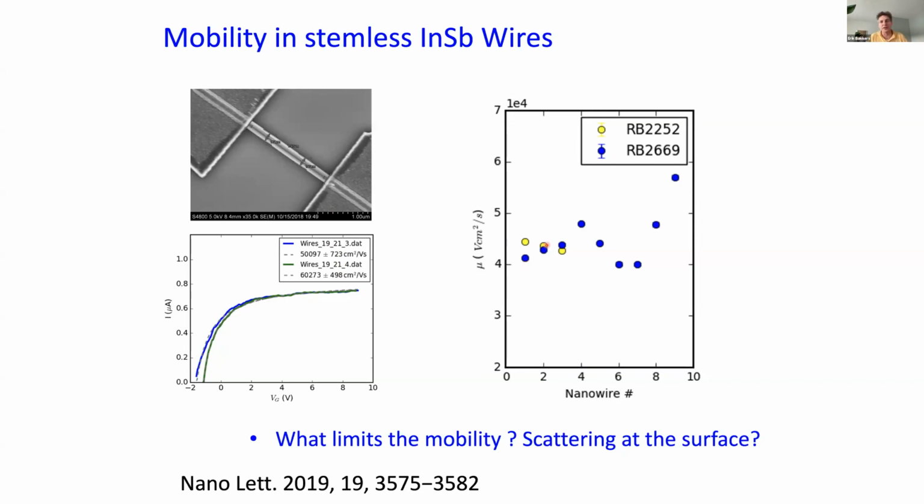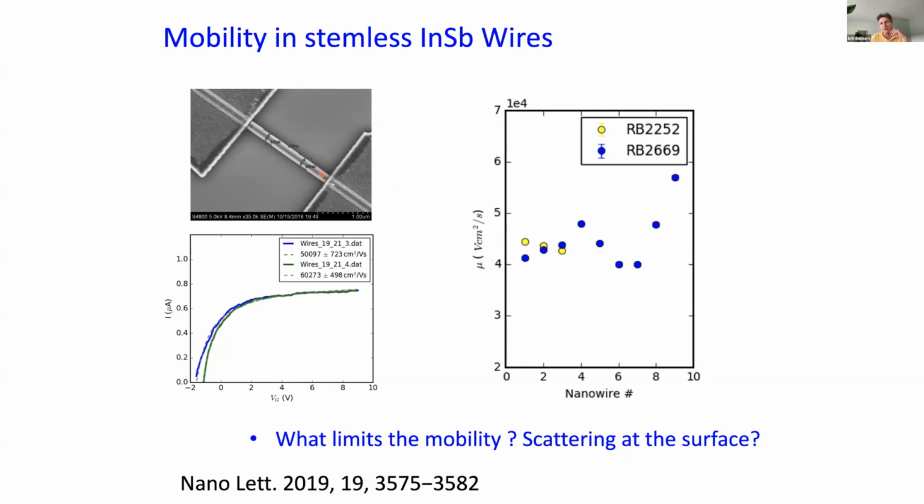and now we are at about 40,000. So it's high for nanowires, but if you compare this to 2DEGs, for instance, it's still pretty low. So I think the bulk mobility of indium antimonide at room temperature is like 77,000. So even this low temperature mobility is lower than that mobility. So the question now is, what is at this moment limiting the electron mobility? And we think it's actually scattering at the nanowire surface.